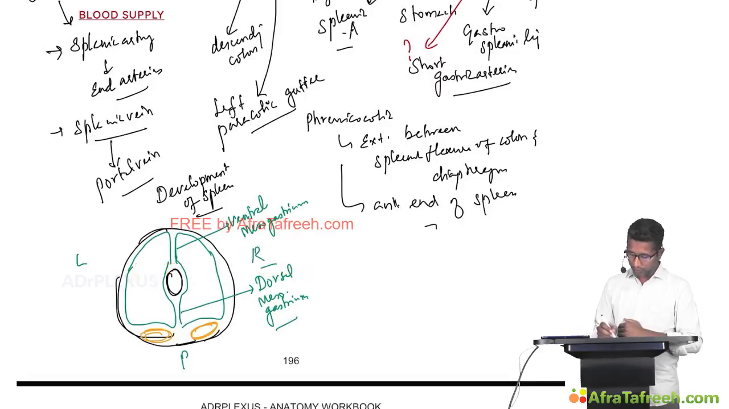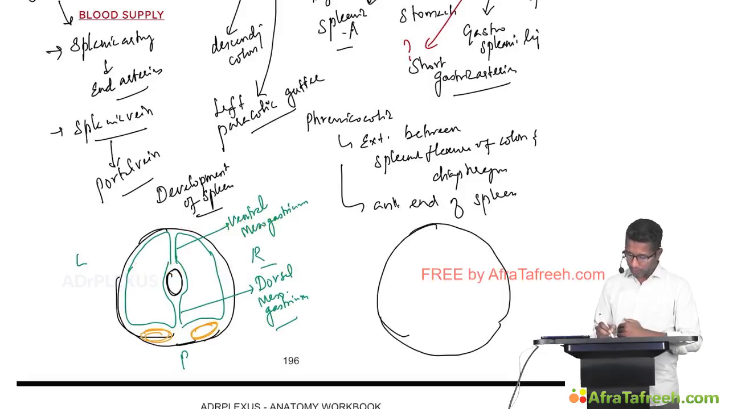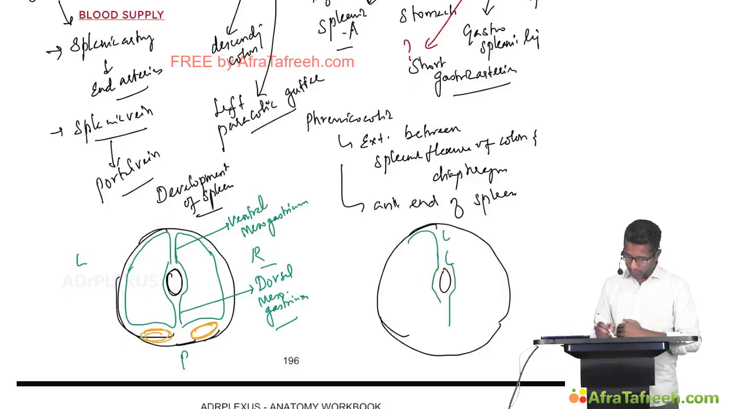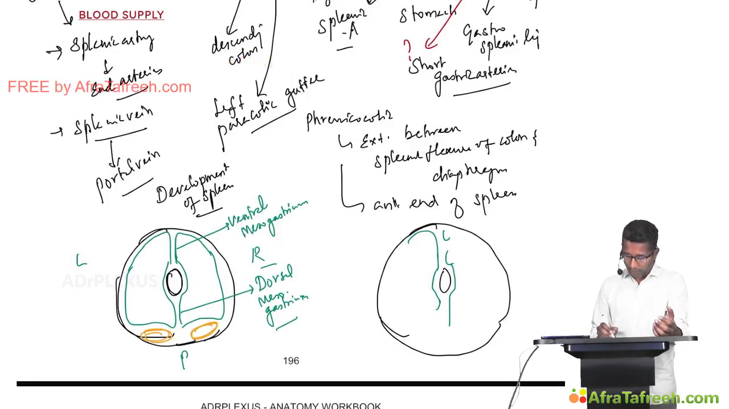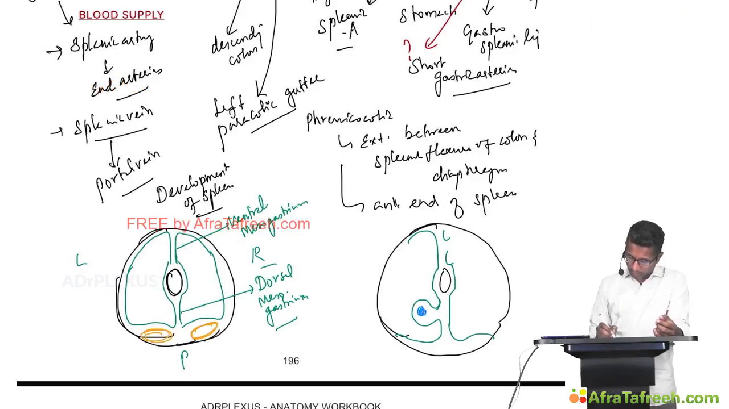If you take the primitive gut, you have the ventral mesogastrium here and the dorsal mesogastrium here. On the left side of the dorsal mesogastrium, or on the left leaflet of the dorsal mesogastrium, a collection of mesoderm happens, and the collection of mesoderm in this area forms the spleen.